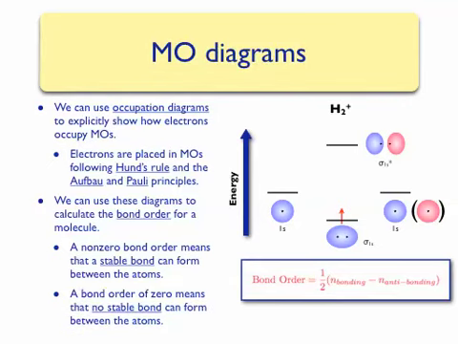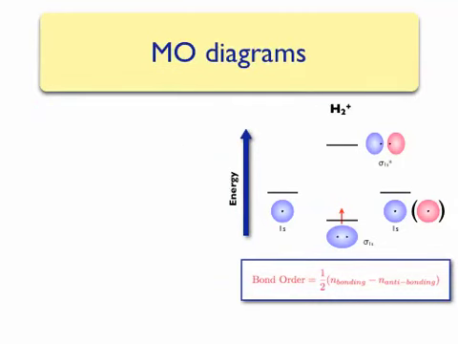If you calculate a bond order of 0, this means that you have the same number of bonding electrons as antibonding electrons. This results in no stable bond forming between the atoms. Bond order can help us predict a few other things.